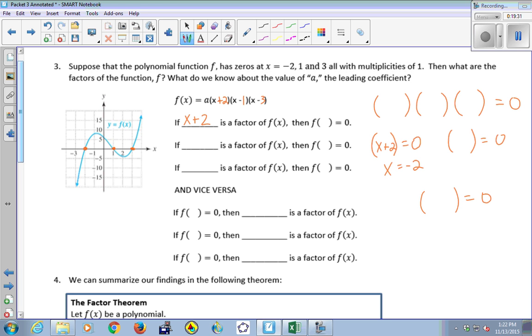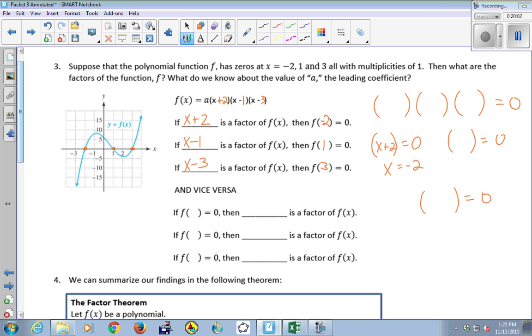Okay, so x plus 2 is a factor, x equals negative 2 is a 0. Those are like synonyms, different ways of saying the same thing. So that means that if I plug negative 2 into the function, I get 0. That's what it means to be a 0. So if x minus 1 is a factor, that means that f of 1 is 0. And if x minus 3 is a factor, that means f of 3 is 0.